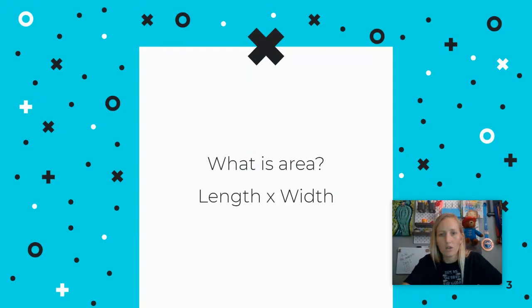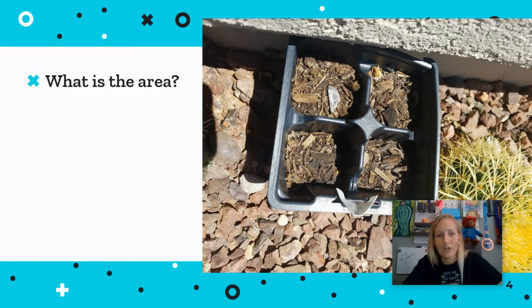Okay, so let's take a look at what is area. We've talked about how it is length times width. So how tall, or the length, how long it is, and how wide it is this way. Let's take a look at our first array.